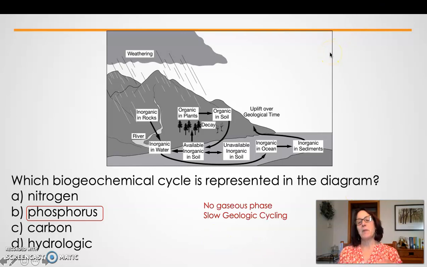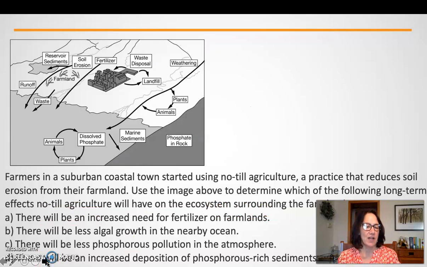This is a little bit more advanced skill. So practice, we'll come back and look at that practice in a second. There's no gaseous phase here. That's as I'm going through and modeling how to solve a question with students together like this, that's one of the things that we want to point out to them. And I've got all of this weathering of rock. That was that phosphorus, that very slow cycle.